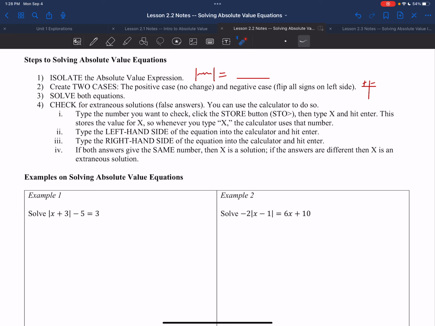Now, extraneous solutions, extra, right? That means they're kind of leftover answers. They're extra answers that don't work. They're false. You'll see what I mean once we get to it. But the algebraic processes we use are usually going to generate two answers. That doesn't mean both answers work.